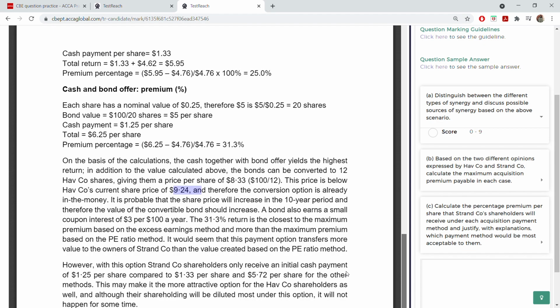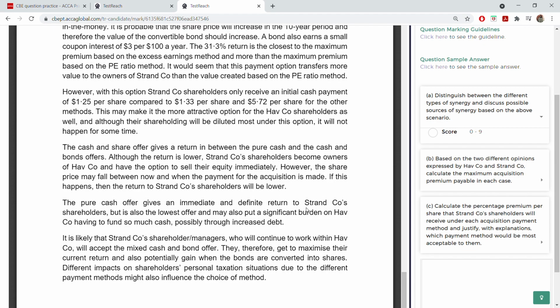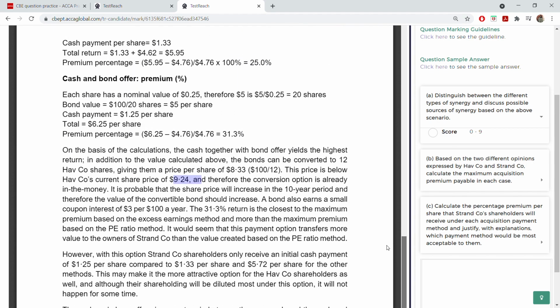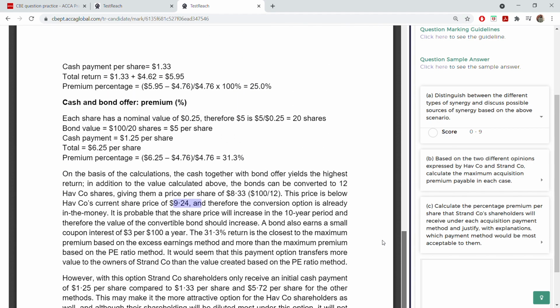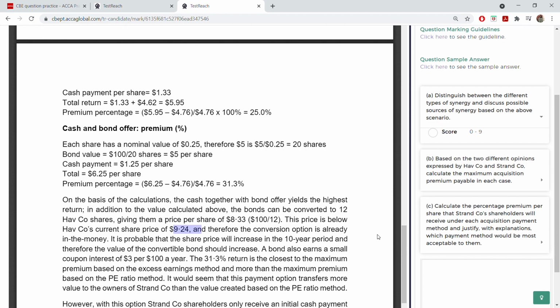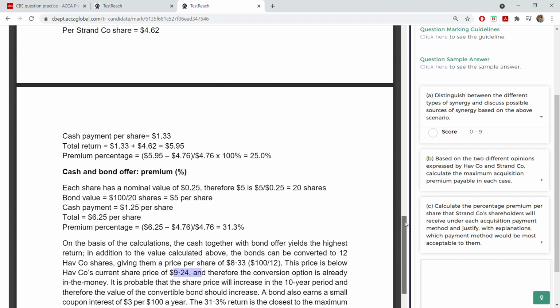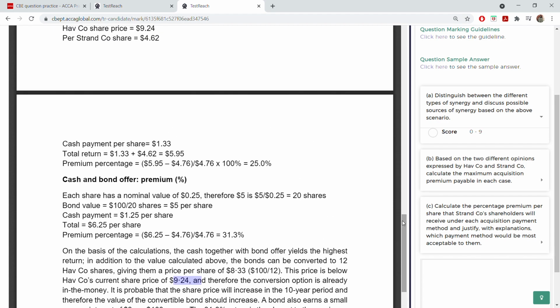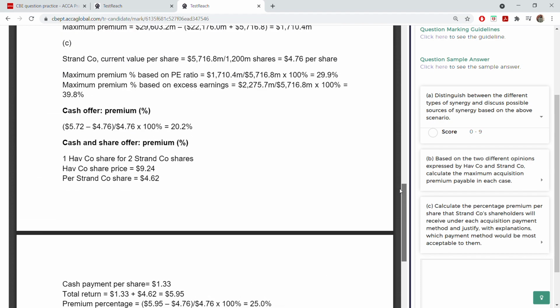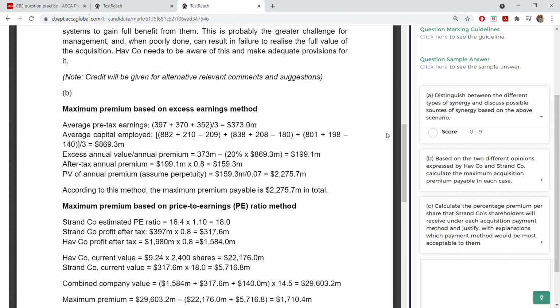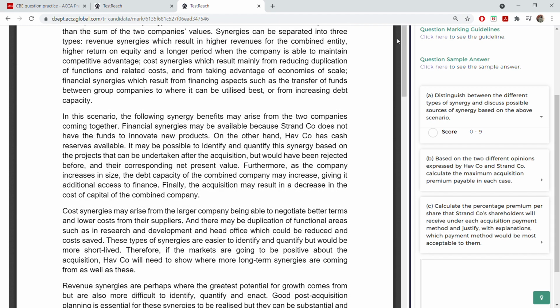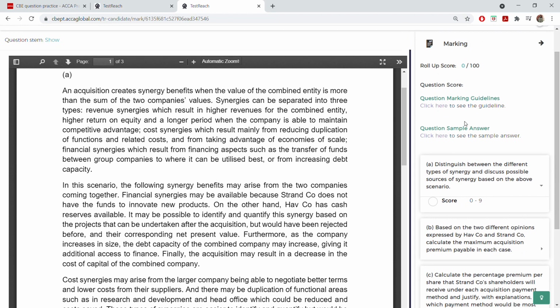But let me tell you the answer which they have given us. They have chosen cash and bond offer because it is giving the highest payment. So the shareholders are likely to accept that. Okay. And also the bond, if it is converted to share, if it increases in value, share prices, it's again beneficial. So in both ways, it's beneficial. Okay. That's their conclusion, the marking scheme. But your conclusion can be different. So that's it for question number 3, and we have finished it.